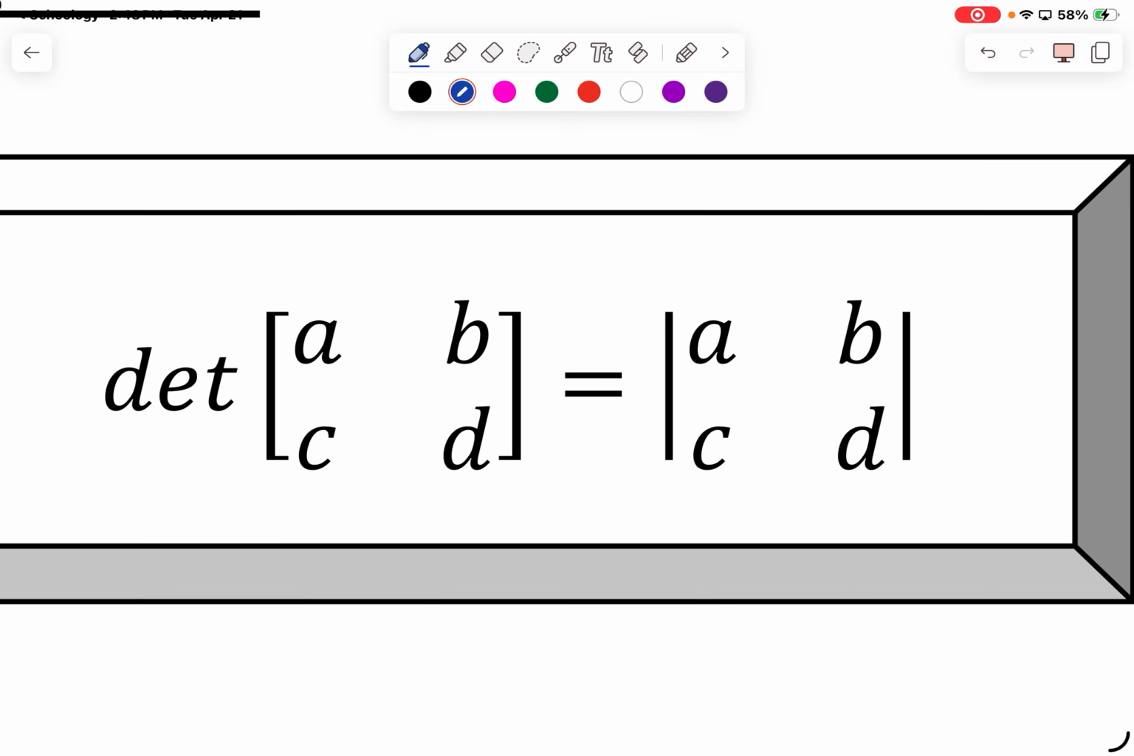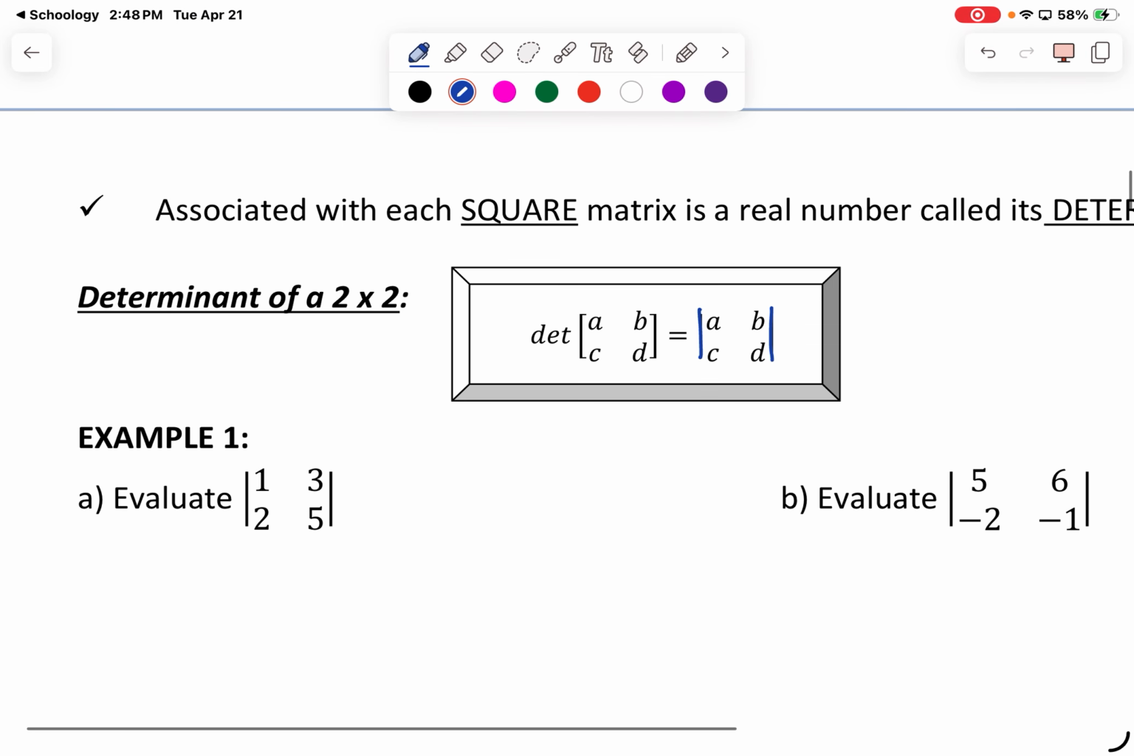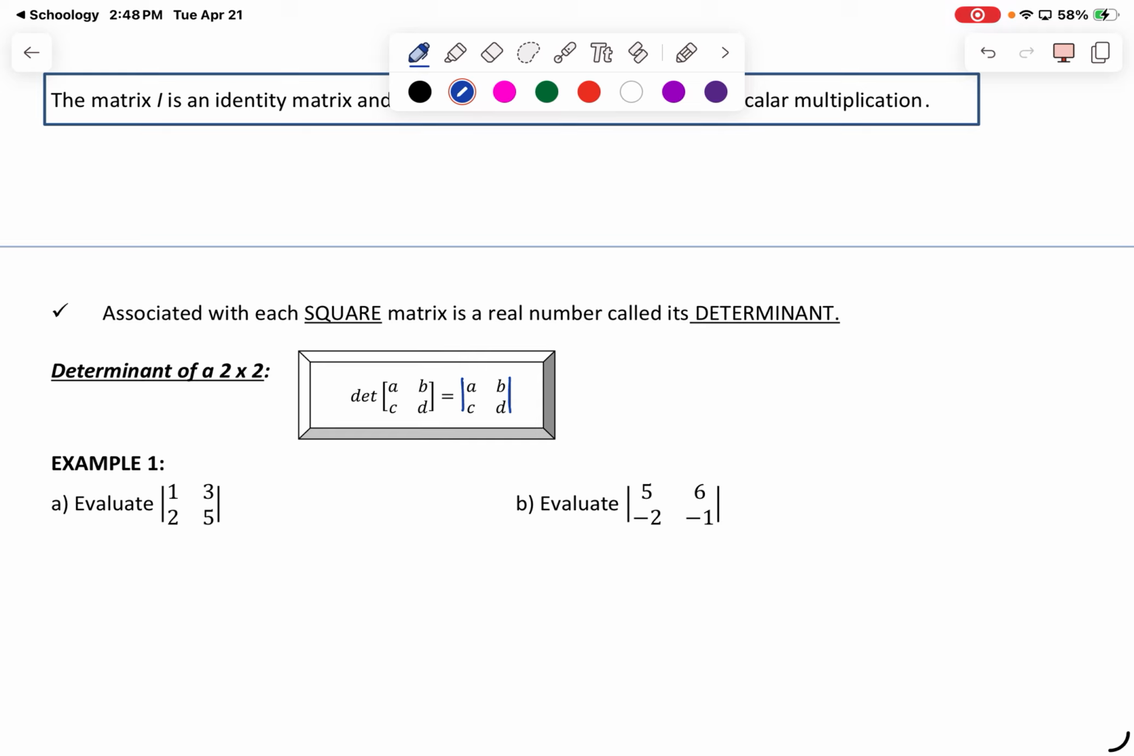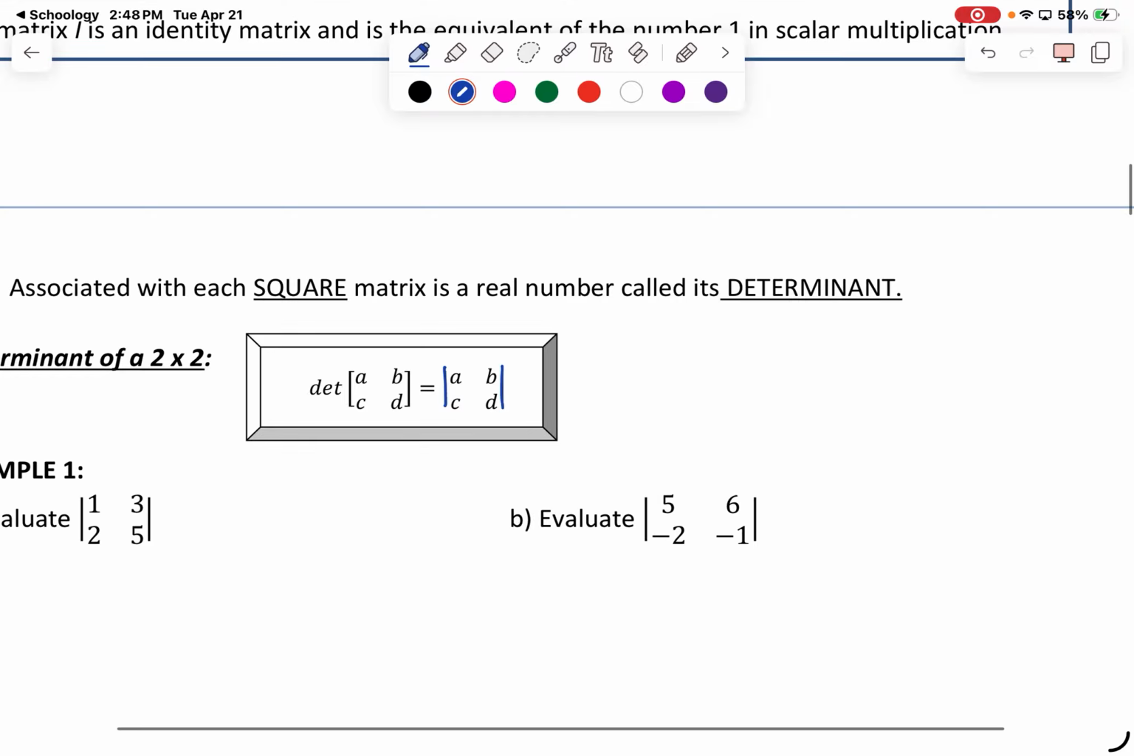Or it'll just have these bars on it, and that also means find the determinant, okay? So this says evaluate the determinant of that matrix. I don't have the formula here for some reason, but I'll give it to you right now, okay?